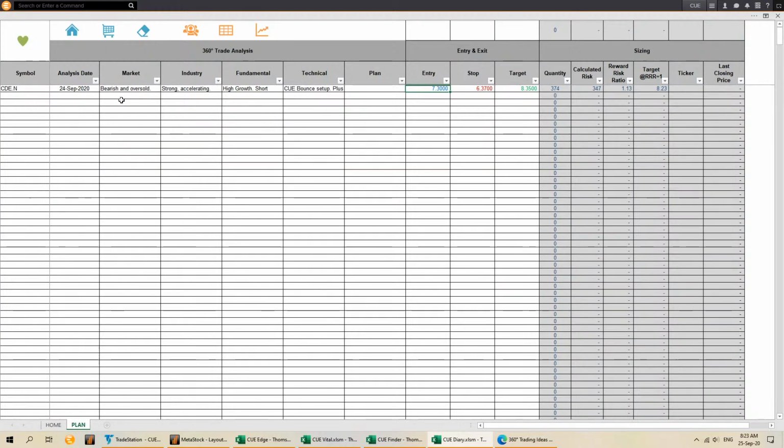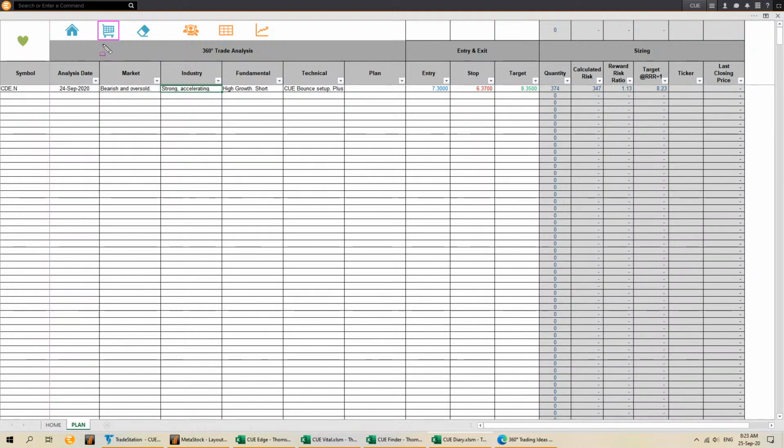What I may do, I can come to the plan tab, place my cursor anywhere on my plan trade. Once the trade is executed on my brokerage platform, I am going to transfer it to home page trade log by clicking this shopping cart button. Shopping cart. Remember the color coding.